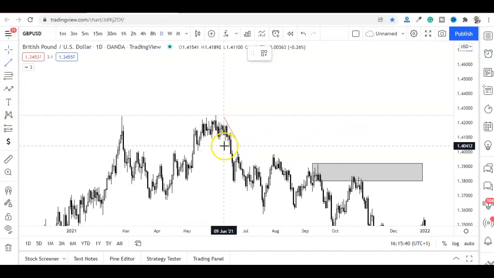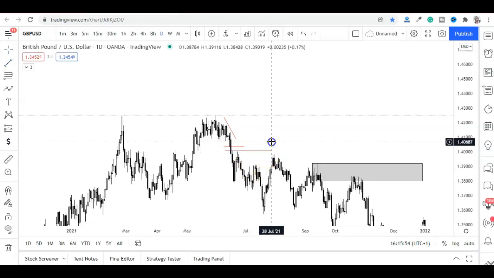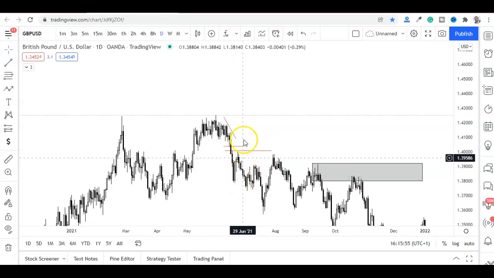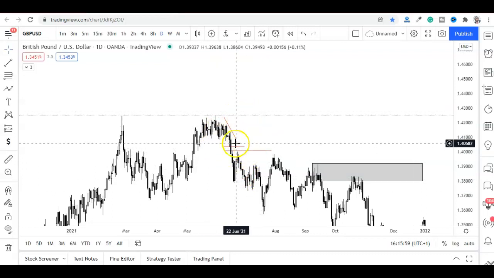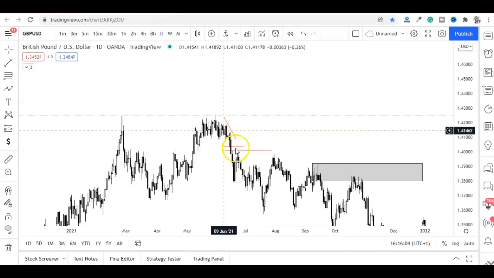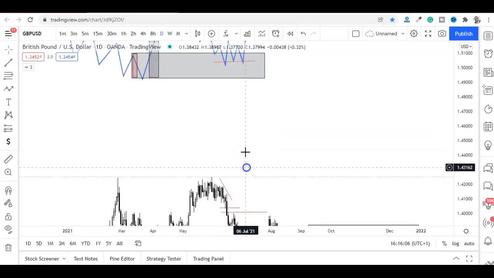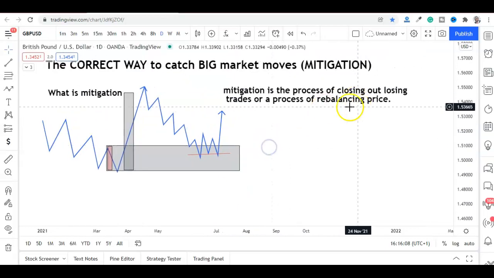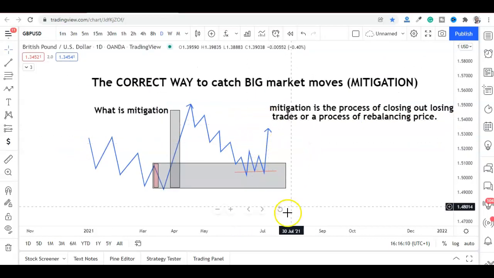Just look at the 3 candles, the first and the last candle. If the wick does not touch each other, that means inefficiency has been created. So in most cases, when price comes back into this region here, it's coming back to mitigate. Okay, it's coming back to mitigate the position, okay, to reprice or rebalance price. So that's what mitigation is.